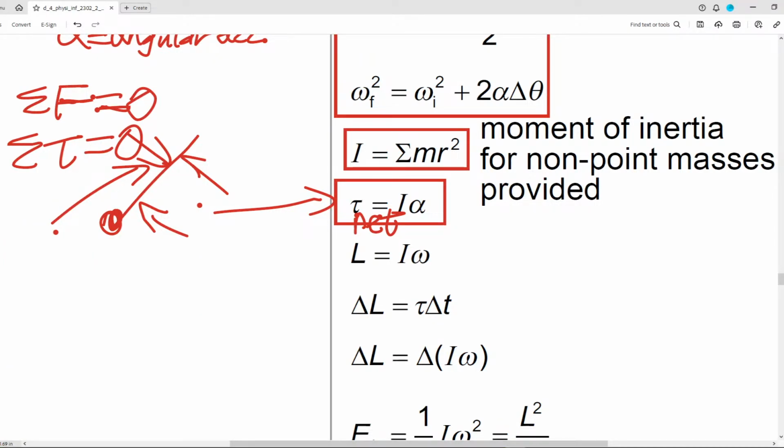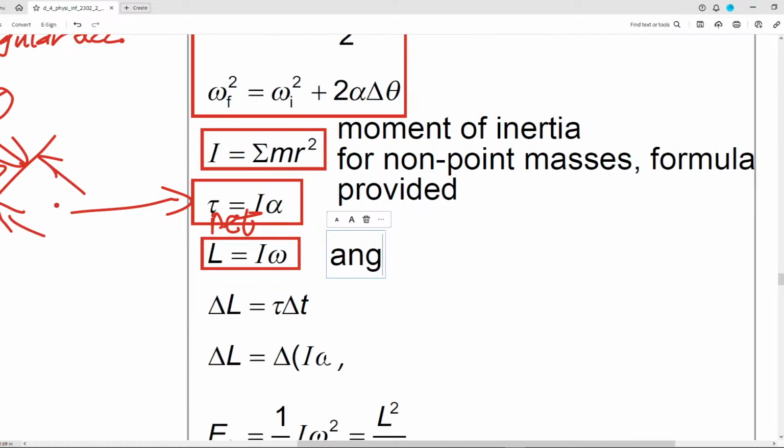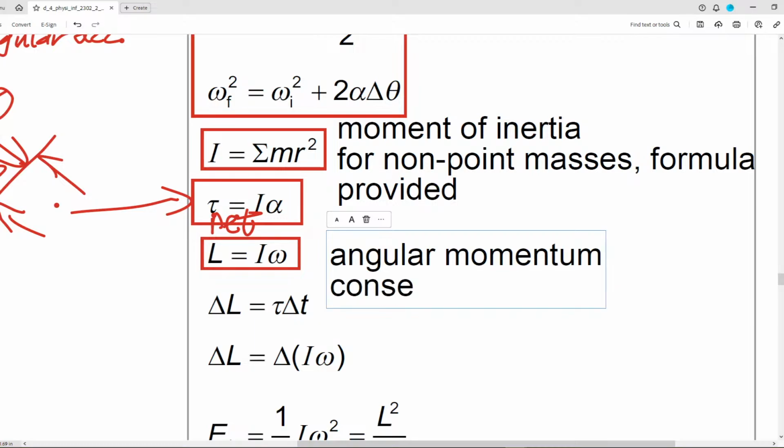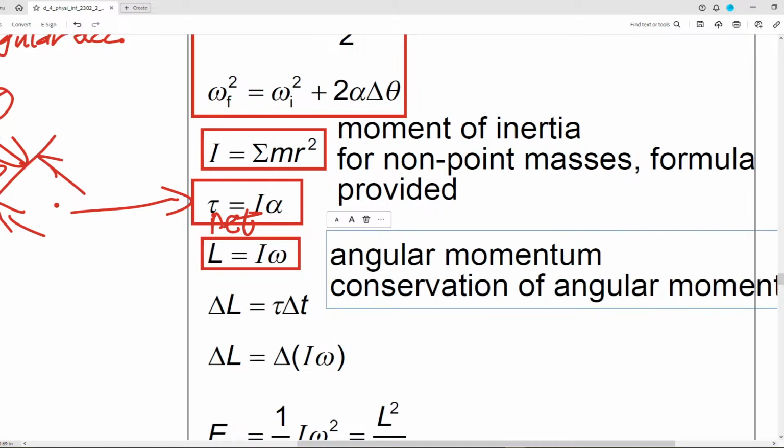The next one is called angular momentum. As you can see, it's moment of inertia times angular speed. So this one is just angular momentum. It's very important to note that angular momentum, just like regular momentum, is always conserved. So think about the conservation of angular momentum.